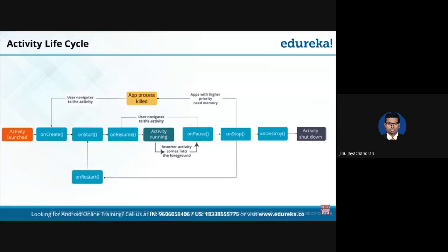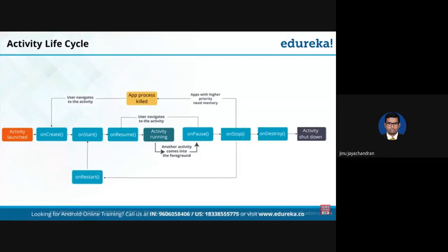So guys, apps with higher priority need more memory. There are applications which have higher priority to be executed, so they need more memory. So what happens? App processes can be killed, right? Activities that are in stop state might be killed by the system. You can again come back and get your activity recreated by the system itself if the system destroys it.